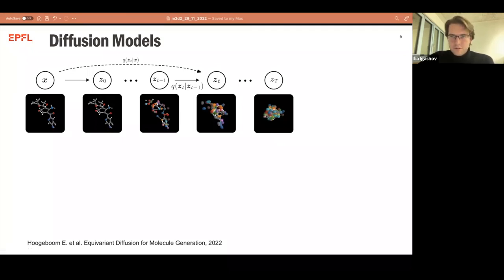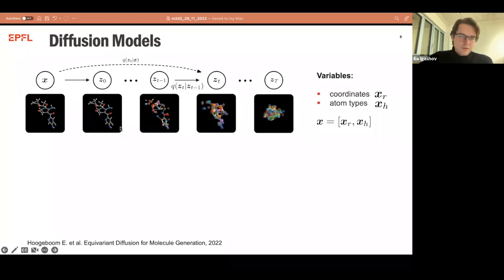So it's important to mention how we represent our molecules. Basically we have two different variables: the coordinates of all atoms, which is denoted by XR, and every atom has an atom type, which is represented by a one-hot encoded vector. So these are XH, our node features or atom features. And these two variables, for simplicity, are considered always together, and we omit these indices and just represent them as a letter X. And if we are talking about intermediate states, we will use the letter Z in this case.